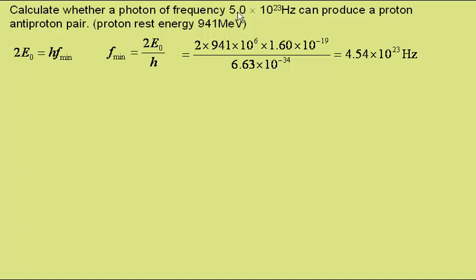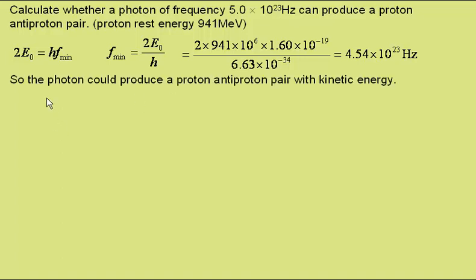As the photon we have has a greater frequency than this, we can say that the photon could produce a proton-antiproton pair with kinetic energy. The particles will be moving after the pair production.